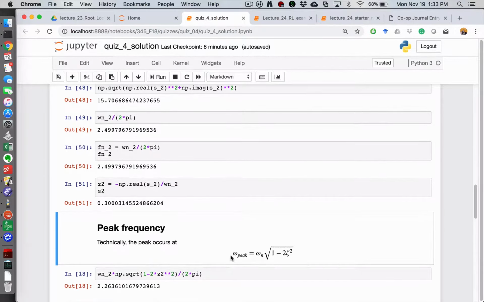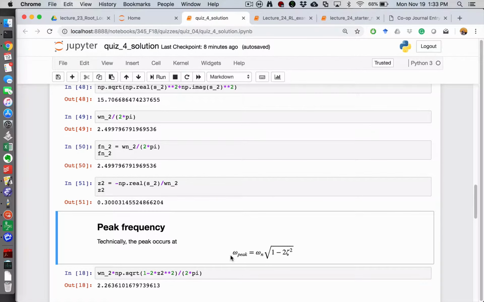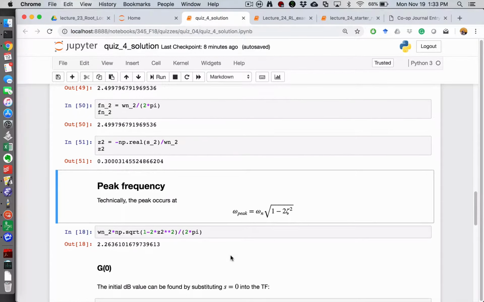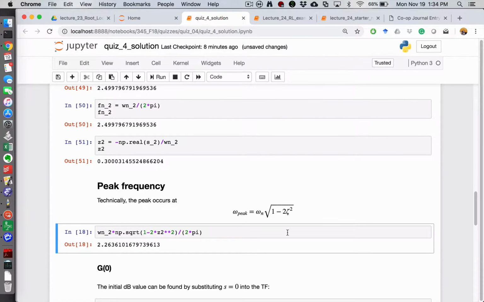Now, my students and I had a big go round about omega n versus omega d, and it turns out that the peak is at neither of those. If you really wanted to get specific about the peak frequency, it's at a formula with a 2 in it that's different from omega d. And so it turns out that the peak frequency in hertz is 2.26.